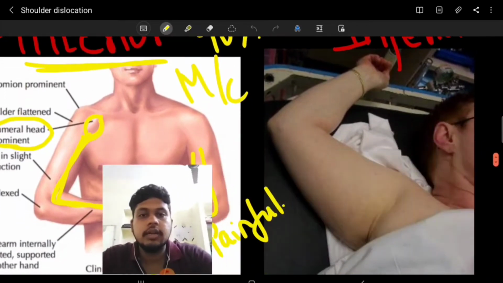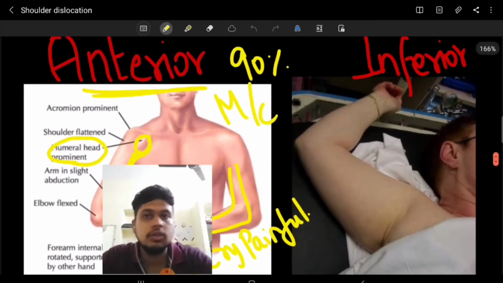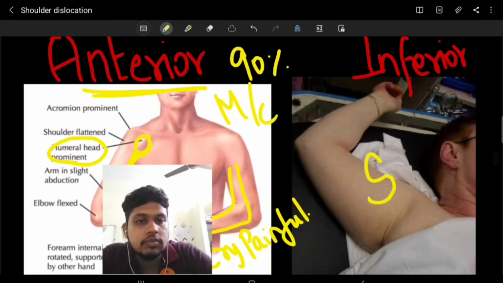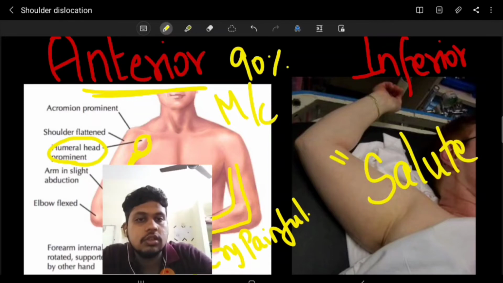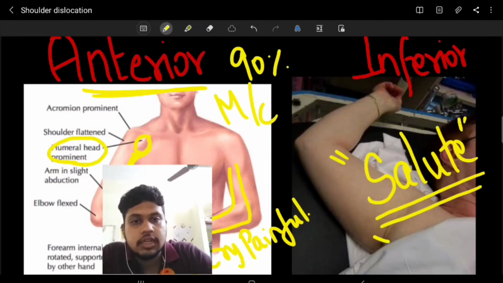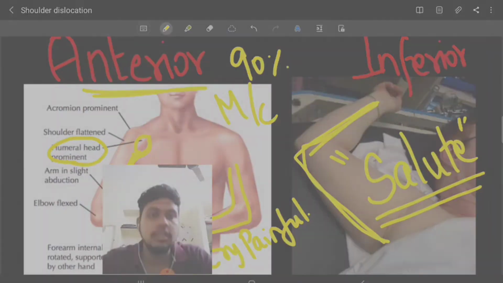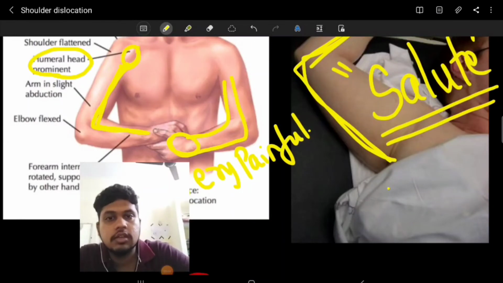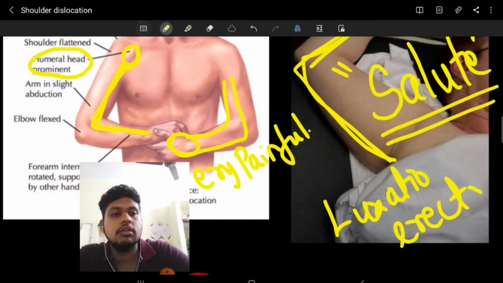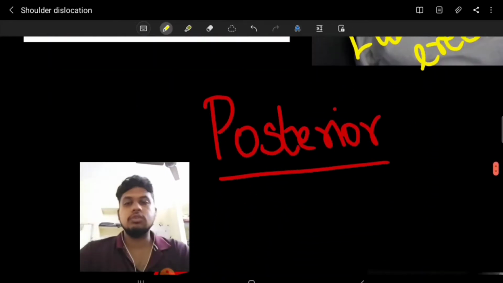And when you see this diagram, this is a case of inferior dislocation. It can be diagnosed with the typical posture called the salute posture. The patient comes with a hyperabducted arm just like this. So just by looking at the case, you can diagnose it. It is extremely rare. It is also called luxatio erecta. It just refers to its posture.